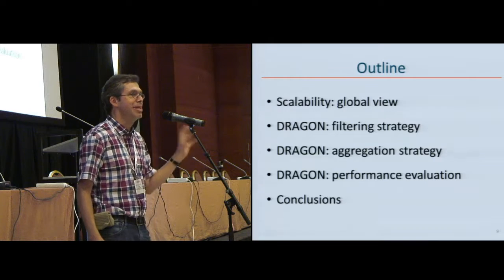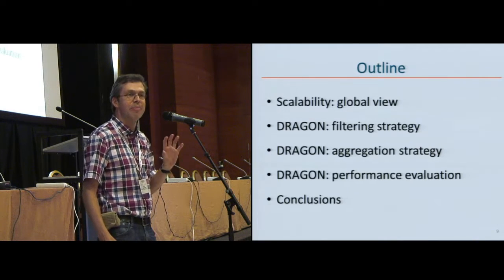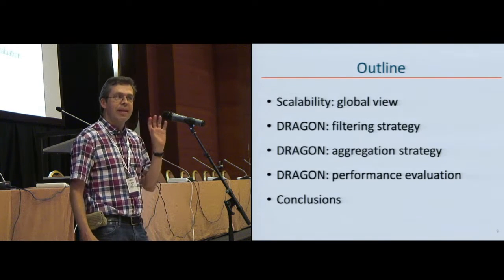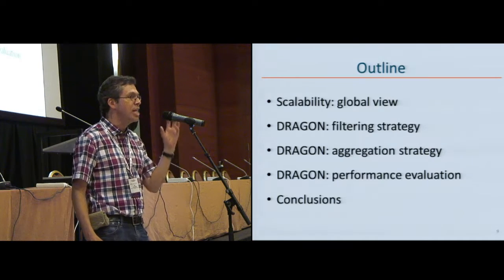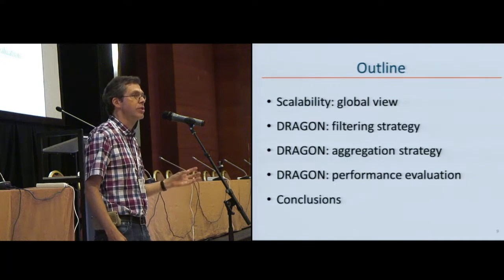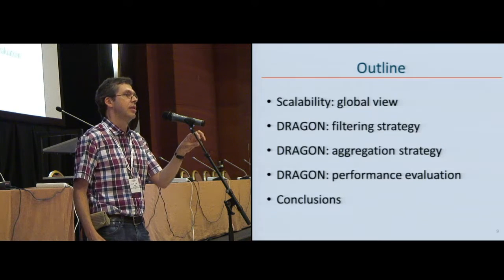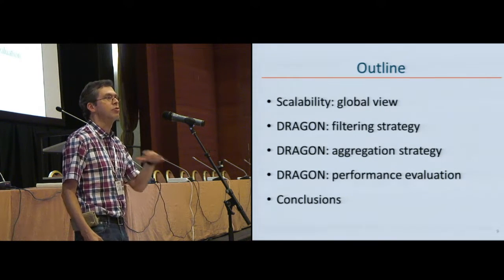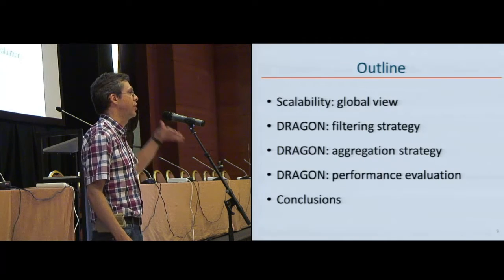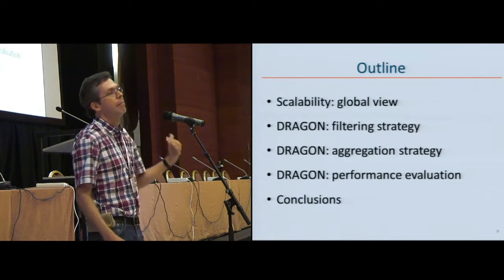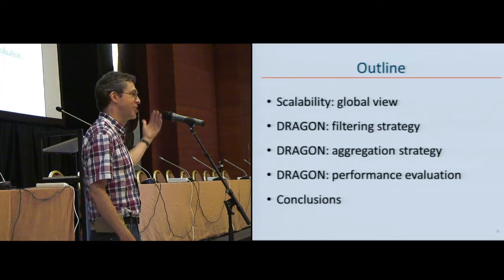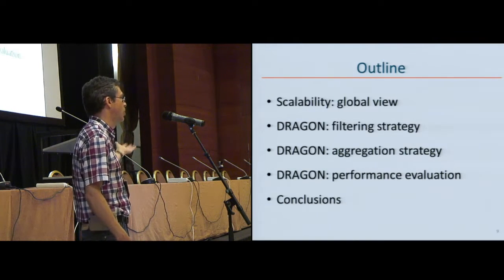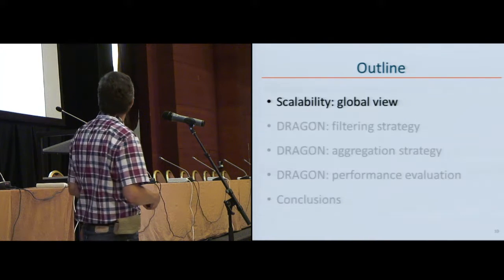I think much of the science and the art of inter-domain routing lies in the ability to establish relationships between global routing behaviors and local routing decisions. So I'll start with the global view of internet routing scalability, and then I will present Dragon. The basic Dragon has a filtering strategy, and full Dragon has an aggregation strategy as well. I will also show you some performance results later on.